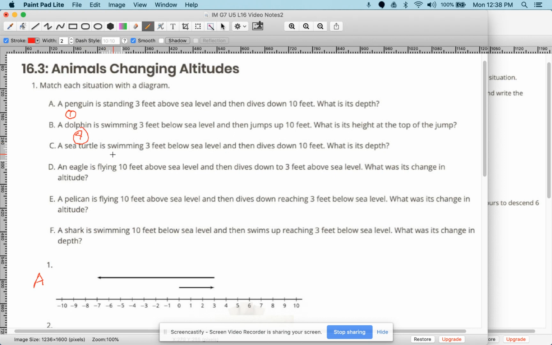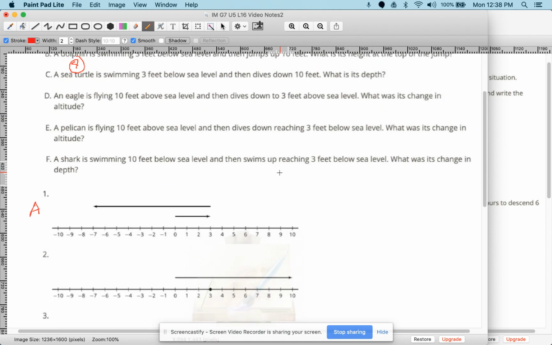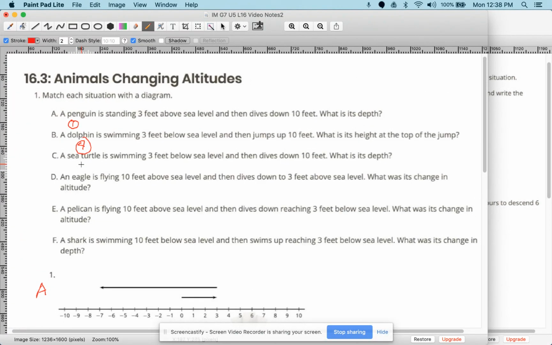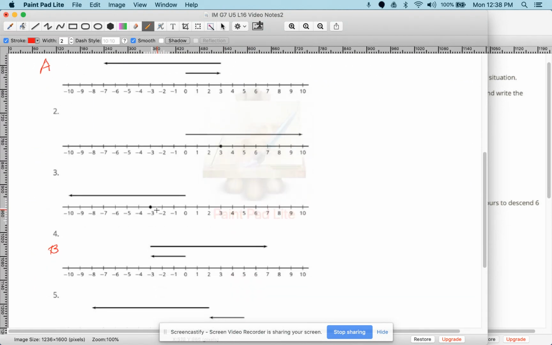Part C says a sea turtle is swimming 3 feet below sea level and then dives down 10 feet. So we're starting 3 feet below and we're diving down 10. So we have to look for those 3 feet below again. Here's a 3 feet, but it's above. Here's a 3 feet below, but it ends up at 10. It's not diving down 10. Let me reread our situation. Yes, it says it dives down 10 feet. This one doesn't dive down 10 feet. It dives down to 10.